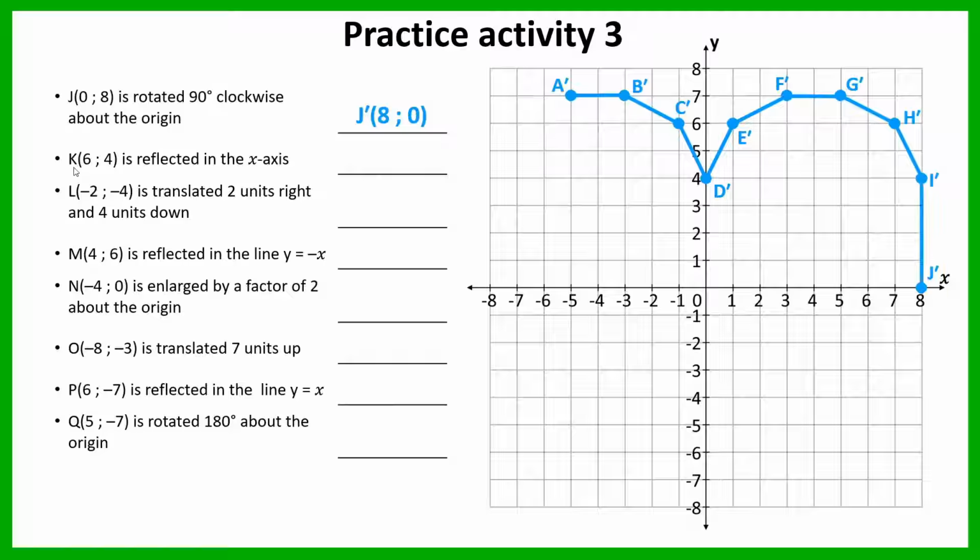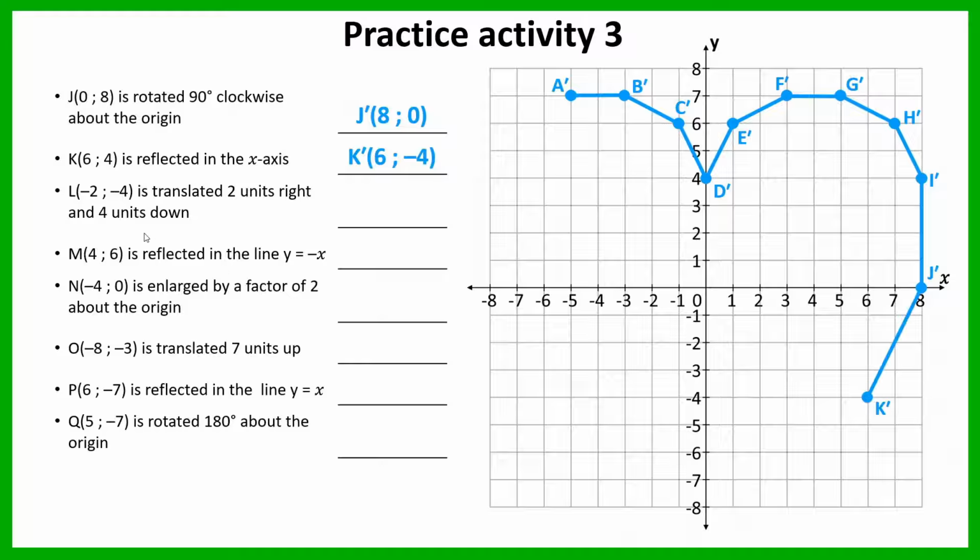Then I've got K, which is 6, 4. So 6, 4 is over here. It is being reflected in the x-axis. So I'm going to go down to there, and that is K prime. And I plot it, and it has the coordinates 6, -4, and I join it up.